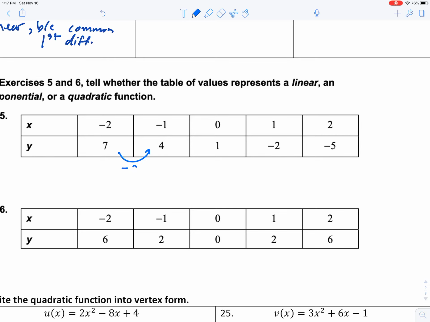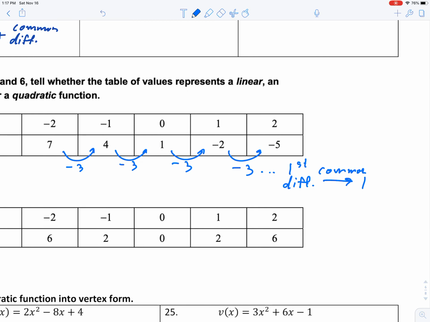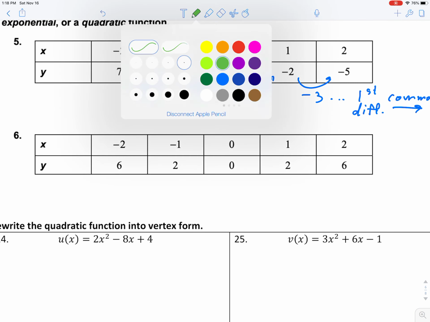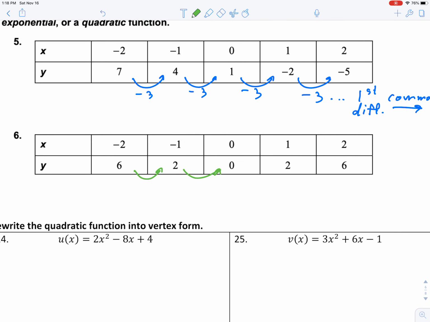From 7 to 4, it goes down 3. 4 to 1, it goes down 3. 1 to negative 2, it goes down 3. And negative 2 to negative 5, it goes down 3. So it has a first common difference. Therefore, it's linear. Okay, let's check out the next one. This one here goes down 4, down 2, actually up 2, and then up 4.